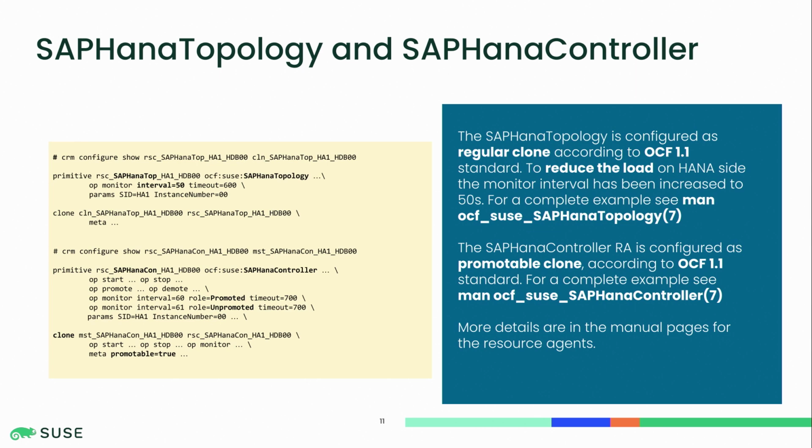The most important thing here for the SAP HANA controller is that it is now defined as a promotable clone, following the new standard, as already said.